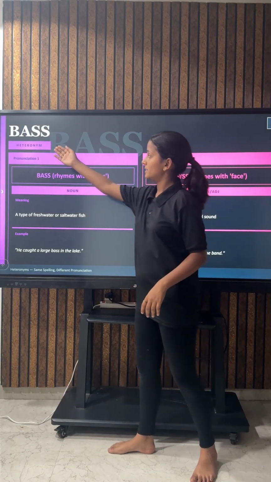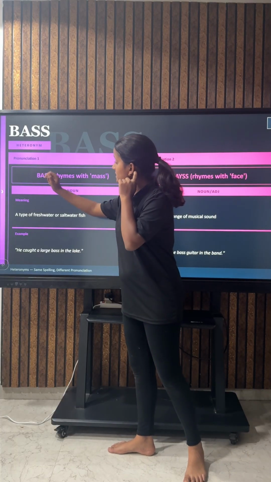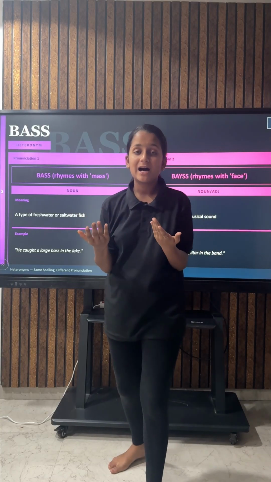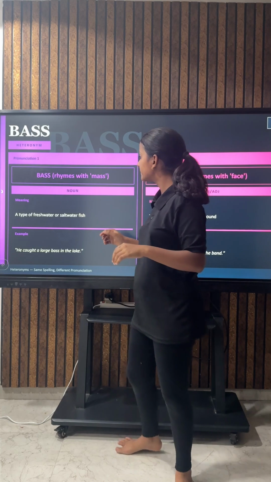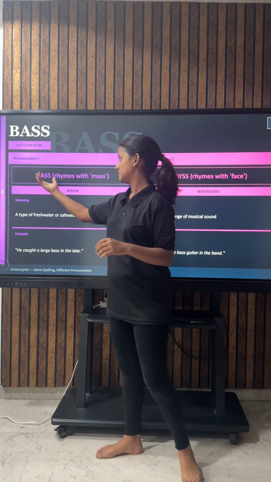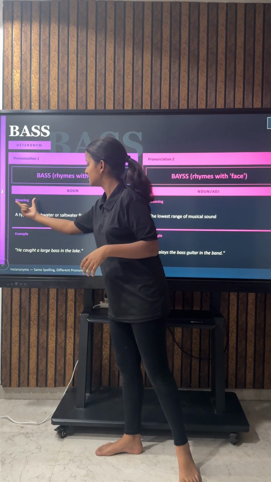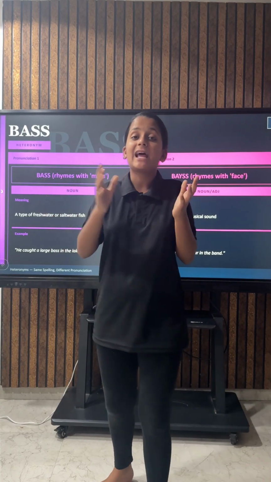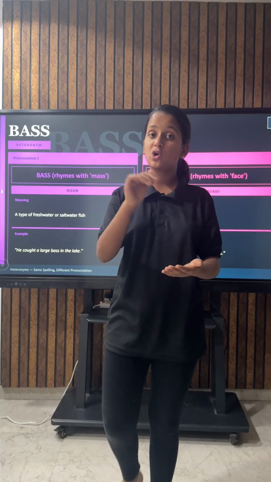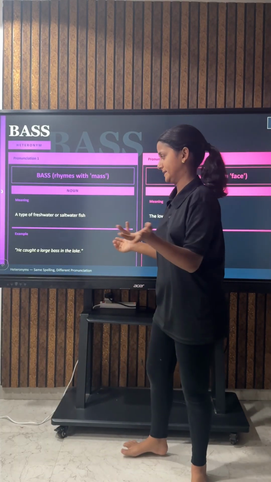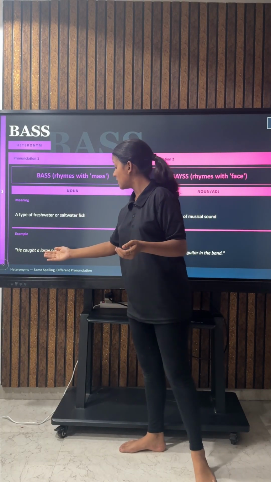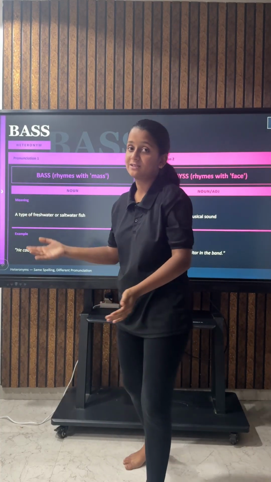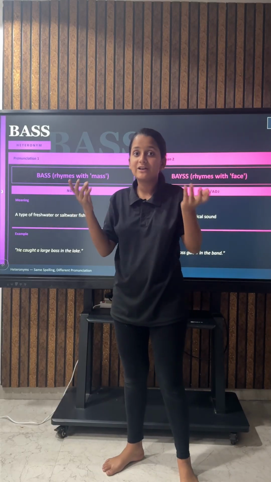Then is bass. Pronunciation 1 is bass. It is a noun because the stressed syllable is full. The meaning is a type of freshwater or saltwater fish. It's just a fish, you can say. Example: he caught a large bass in the lake. He caught a large bass, a saltwater or freshwater fish.